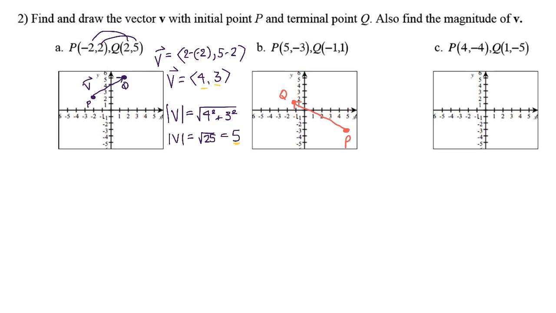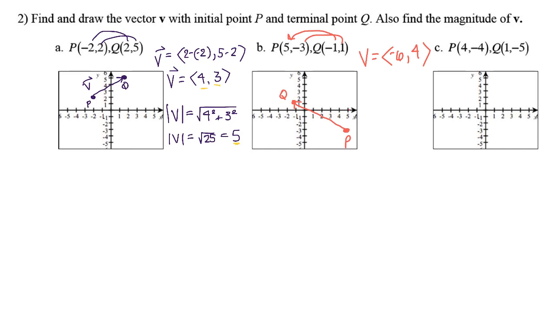And so we need to go through and find, well, what would be the coordinates of our vector v? And so we again are going to do subtracting. -1 minus 5, that's -6. And 1 minus -3, minus a negative, so that's +4.